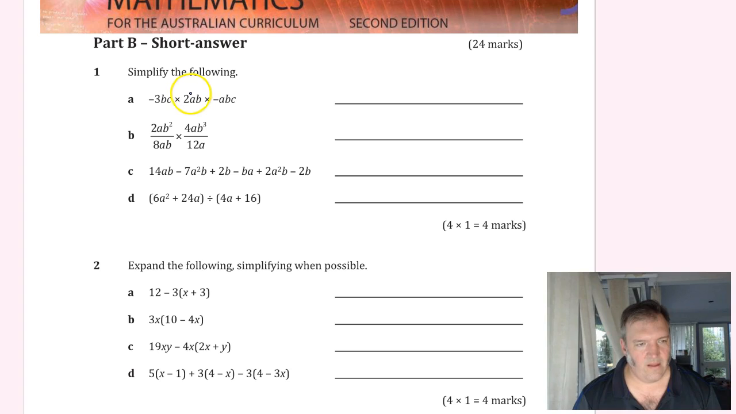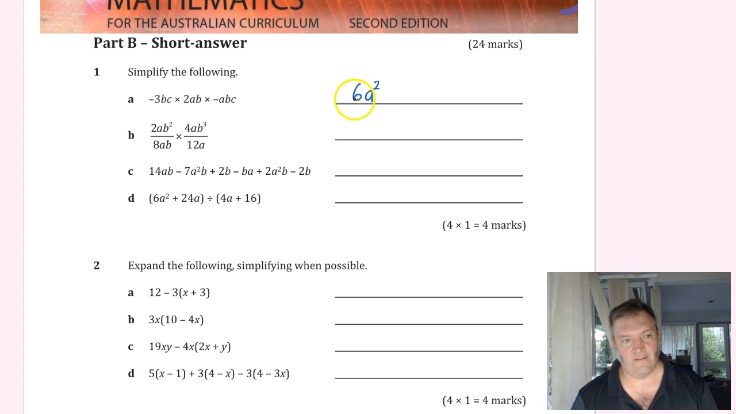Negative 3 times 2, that's negative 6, multiplied by, this is like a negative 1, isn't it? So negative 6 times negative 1, that's going to give me 6. Now let's look at the letters. This one doesn't have any A's. This one's got 1. This one's got another one. So altogether there are 2 A's being multiplied together. That means it's A squared. That's how we write that, isn't it?